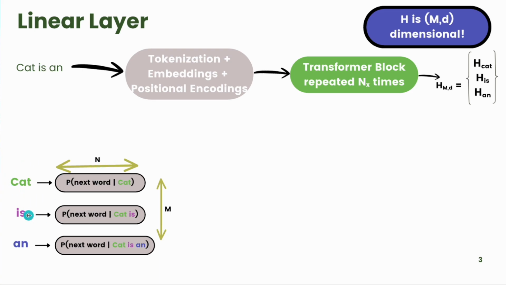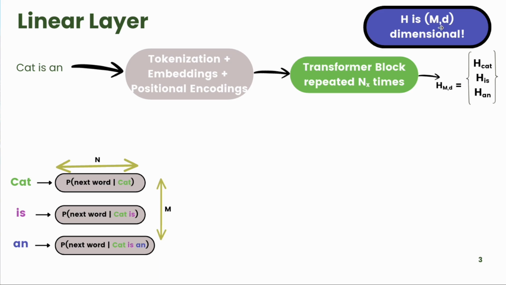Same for the words "cat is". So "cat is" would also result in a probability distribution over the different words we have in the vocabulary. Again, we have n words, and we do the same m times, in this case 3 times. So the output we are expecting from the model, which is a probability distribution, is of size m cross n. But the output we have from the transformer block is of size m cross D. So there is a mismatch in terms of the number of columns we have.